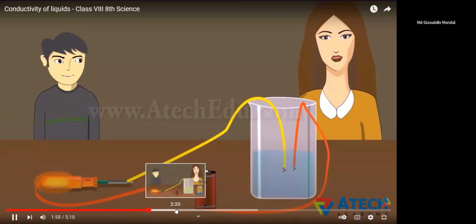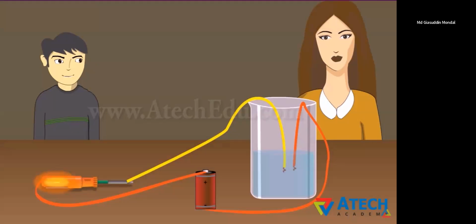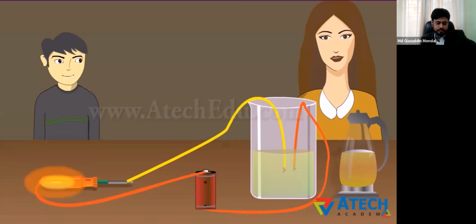Are there other liquids which are good conductors of electricity? Change the liquid in the beaker with lemon juice or vinegar and repeat the activity. You will find the tester glows. Hence, we can say that lemon juice and vinegar are also good conductors of electricity.